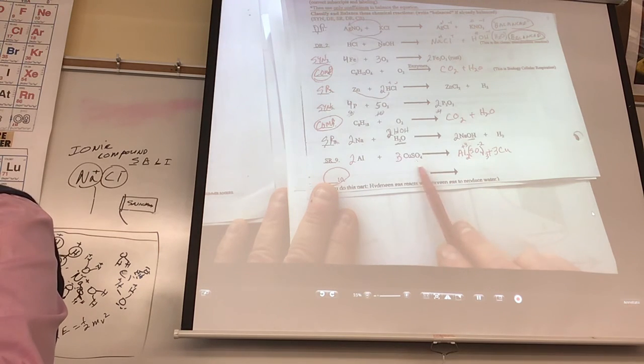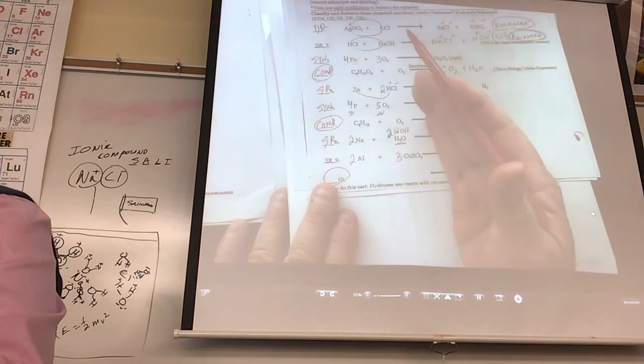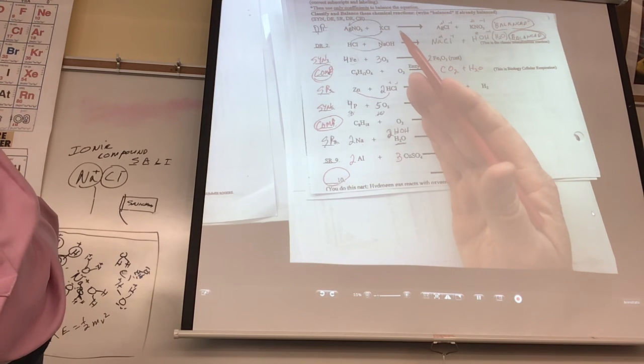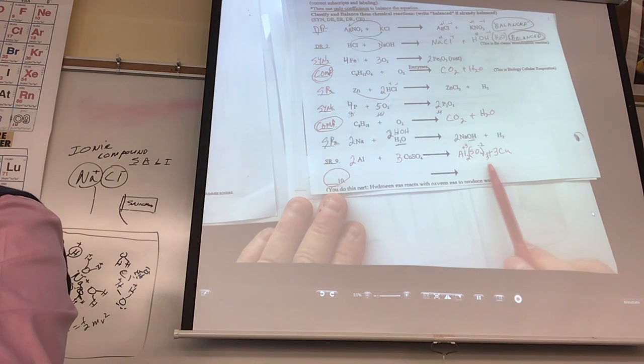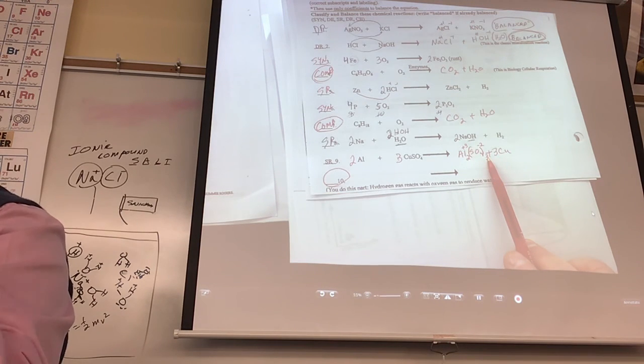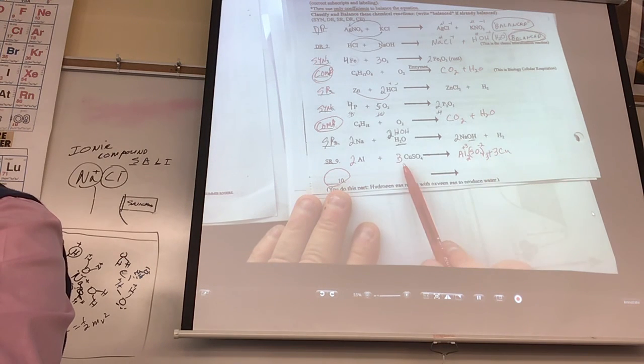Sulfate. How many sulfates are on the left side of the arrow? Don't say 4. How many sulfates are there? 1. SO4. Sulfate, right? How many sulfates are on the other side? 3. So that's why I had to put a 3 here.